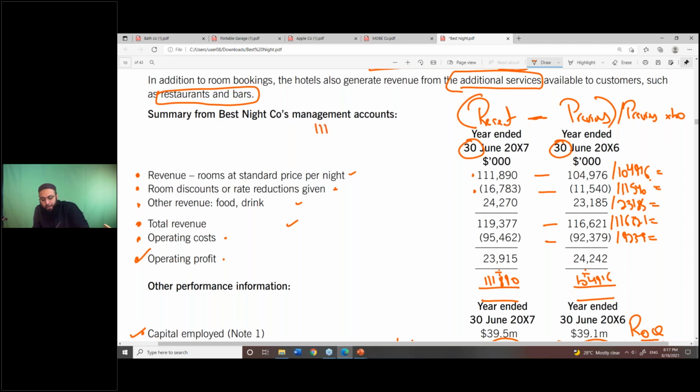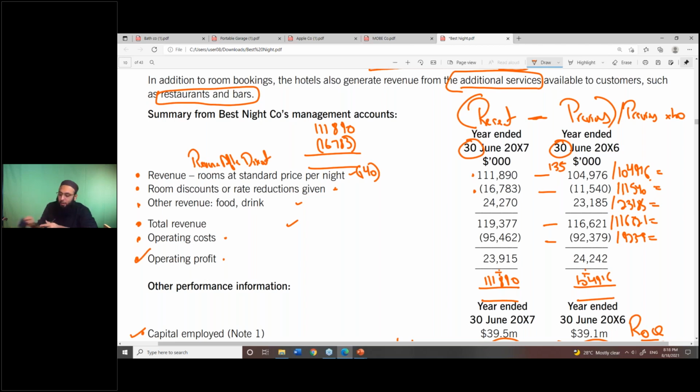It's 111,890. It's my revenue based on standard prices, and the price for 20x7 was 140, and the price for 20x6 was 135. Price per room per night. Now what I'm doing is I'll deduct the discount to work out a figure, and this is a figure which is not available here. It's the revenue after discount.